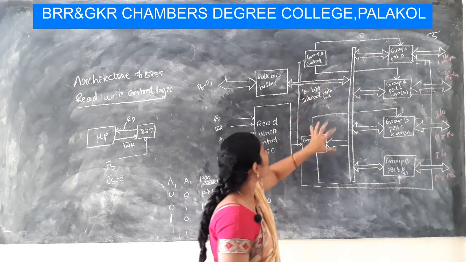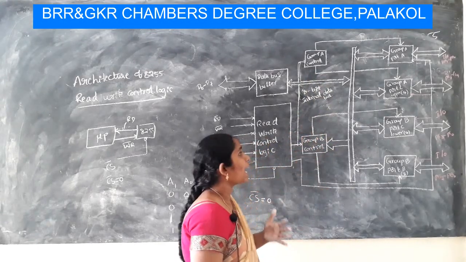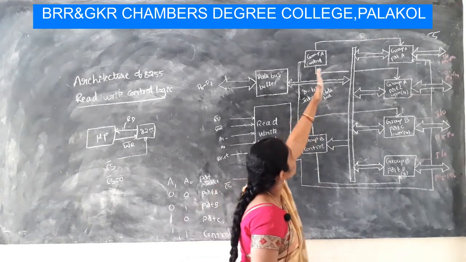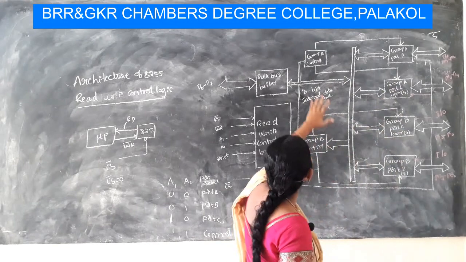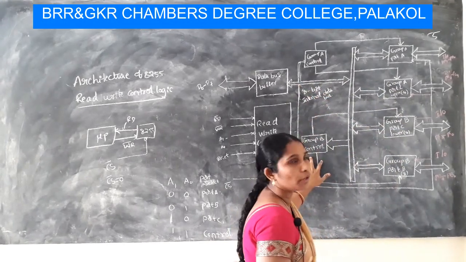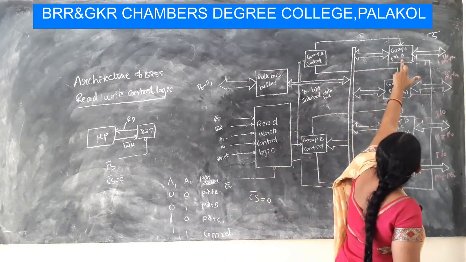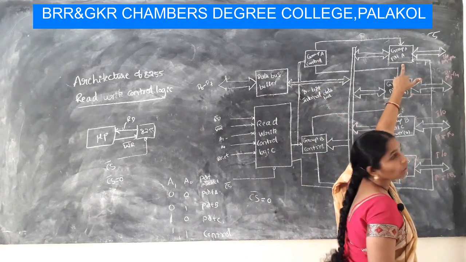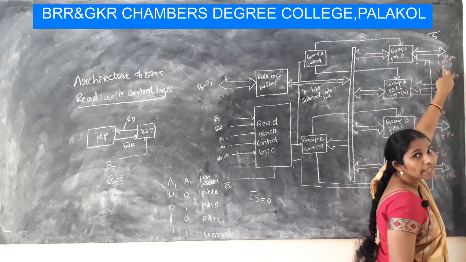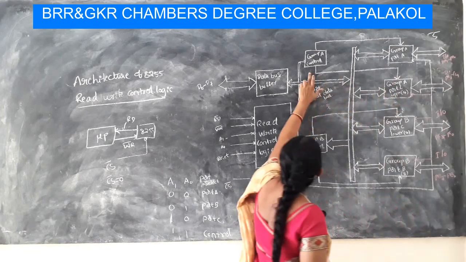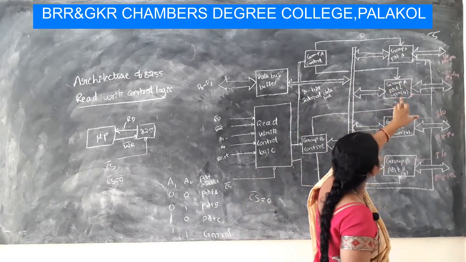So this group A control and group B control will accept that command and give the proper commands to the associated ports. The associated ports of group A control and group B control are, so here this group A is associated with port A. So the pins are PA0 to PA7.